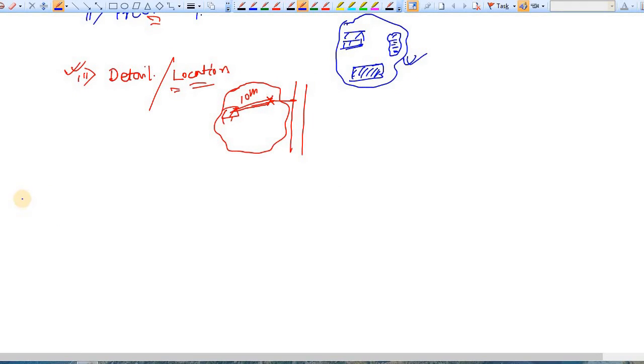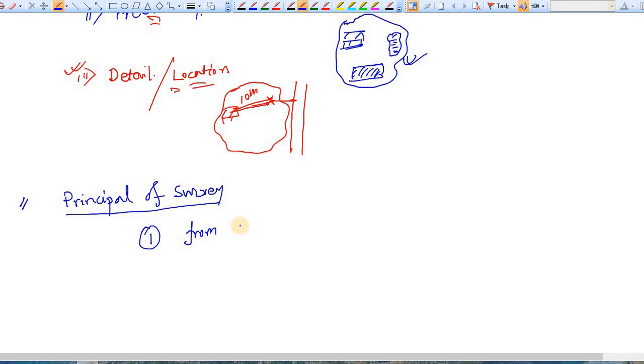Now come to the last topic of today's lesson, that is principle of survey. This is very important, lots of questions are asked from this topic. So what is the principle of survey? Don't worry, there are only two principles. The first principle is working from whole to part. What is the meaning? What is the logic behind this? I will discuss everything.